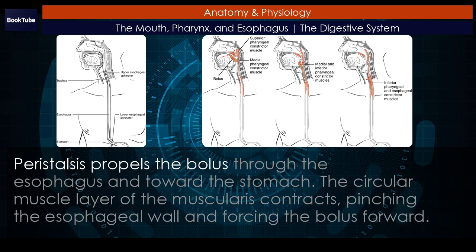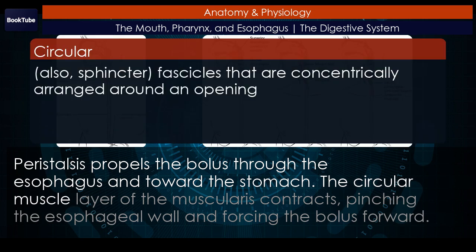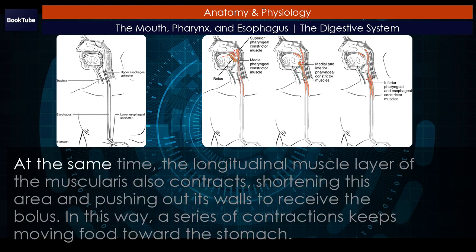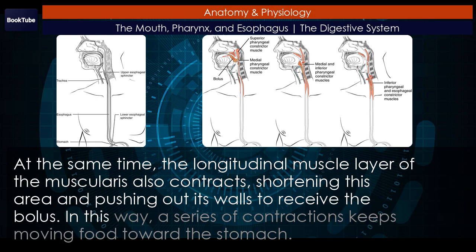Peristalsis propels the bolus through the esophagus and toward the stomach. The circular muscle layer of the muscularis contracts, pinching the esophageal wall and forcing the bolus forward. At the same time, the longitudinal muscle layer of the muscularis also contracts, shortening this area and pushing out its walls to receive the bolus. In this way, a series of contractions keeps moving food toward the stomach.